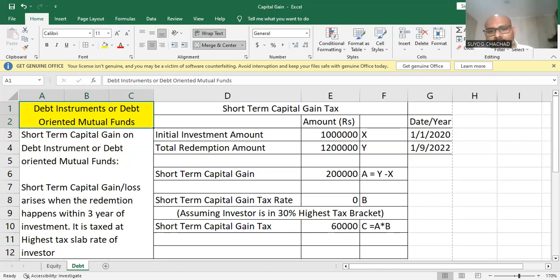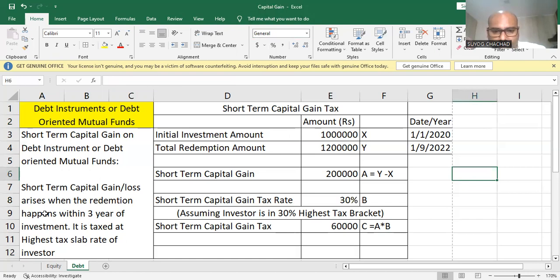And this entire gain is getting added to your current year income. Let's say the investor is in the highest tax slab, so 30% is the highest tax rate he is paying. Your entire amount will be taxed as per the highest tax rate or highest tax bracket of the investor.